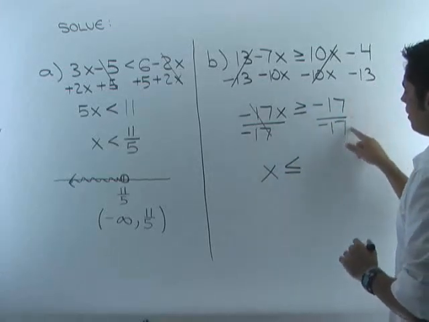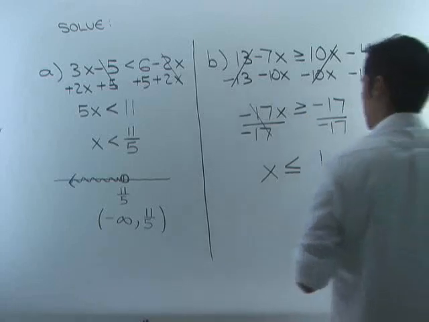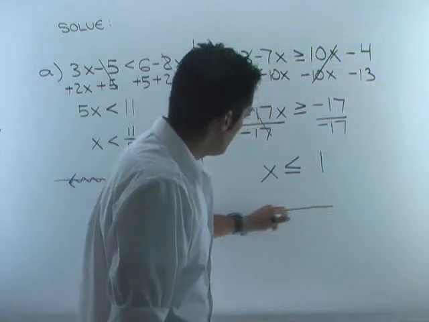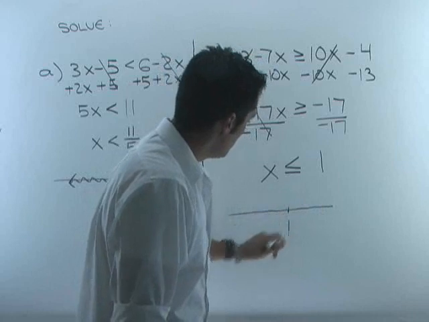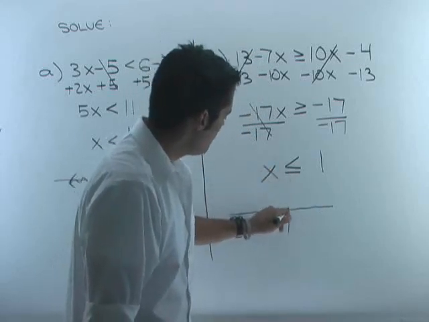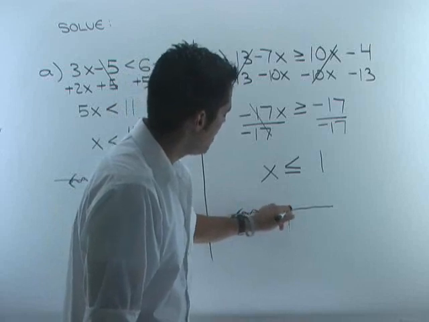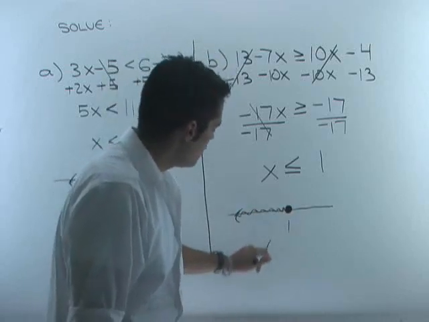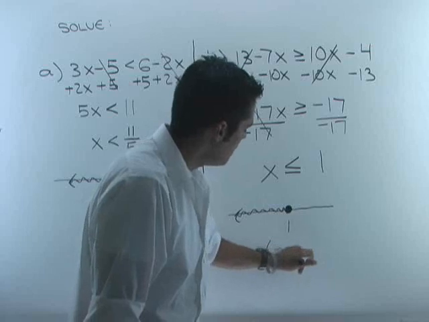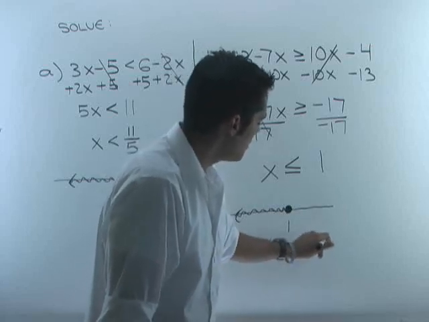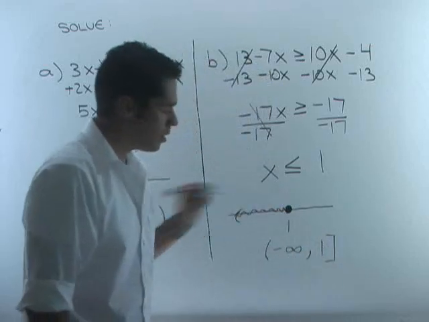Over here, negative 17 over negative 17 is just 1. So on a number line, all of our answers, if we look at the number 1, is everything smaller than or equal to 1. So I want to include a solid dot here. In interval notation, that's everything from negative infinity all the way up to 1, and this time I use a bracket because I want to include that point.